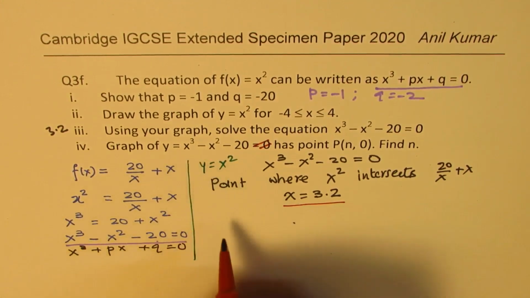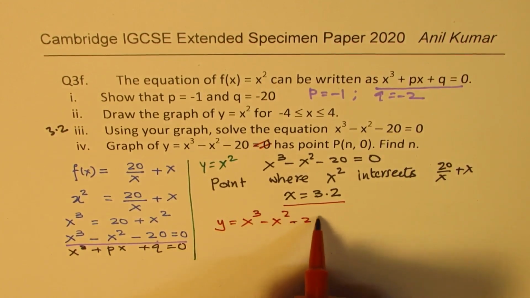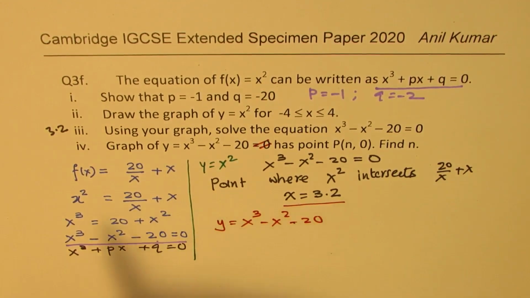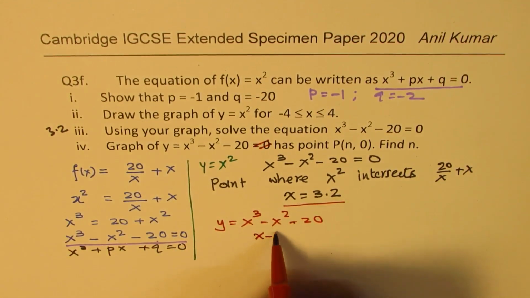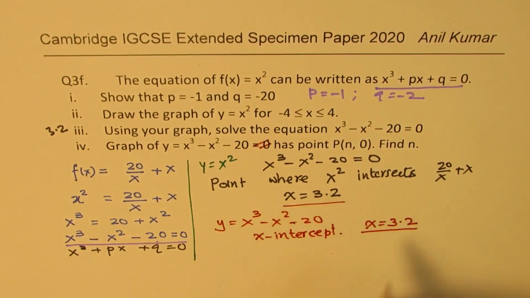So since, how did you get this equation? Y equals to x cube minus x squared minus 20. We got this equation by equating x squared equals to the function. So when you bring x squared to the right side, you get this equation. So we are looking for the x-intercept. So that x-intercept has to be at x equals to 3.2. So we'll write this estimate here as our answer. Perfect. So that is how we are going to solve this particular question.